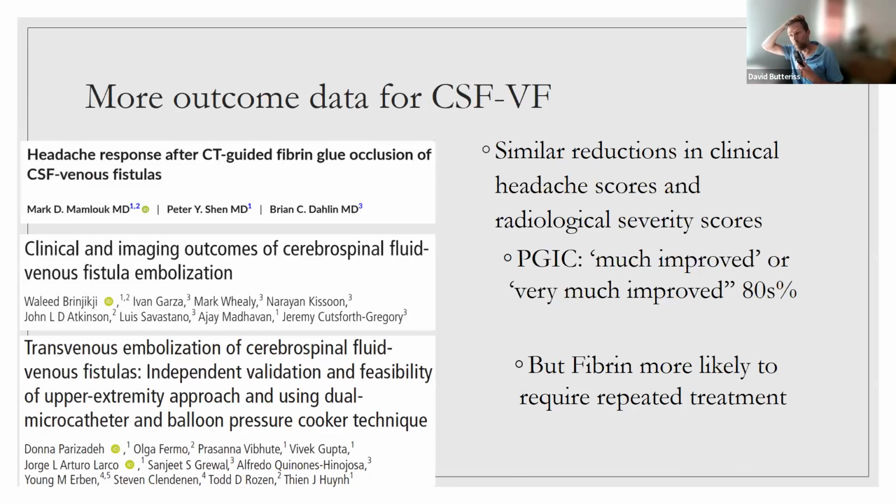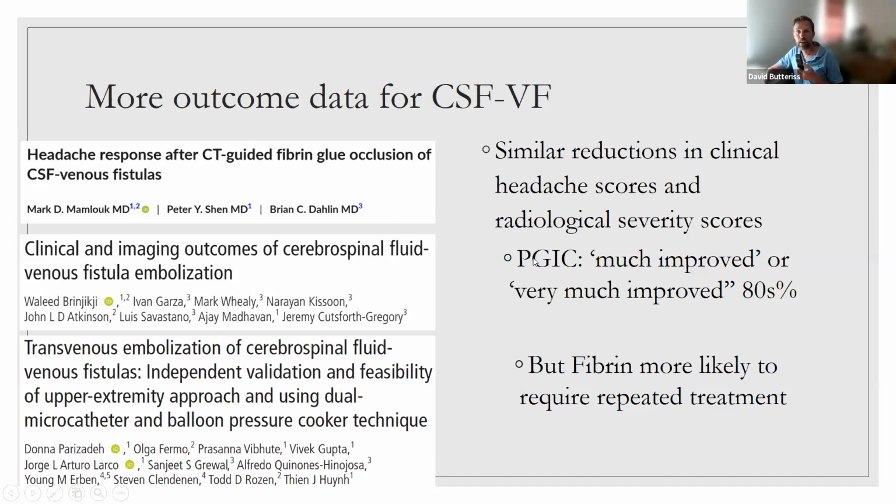So because treatment of CSF venous fistulae has been quite sexy recently, there's actually a bit more outcome data. People have been looking at it a bit more seriously. So we've got data looking at fibrin glue treatment, as we've talked about, as well as fistula embolization transvenously. And actually, even though the transvenous embolization is a bit sexier, the results actually seem to be quite similar.